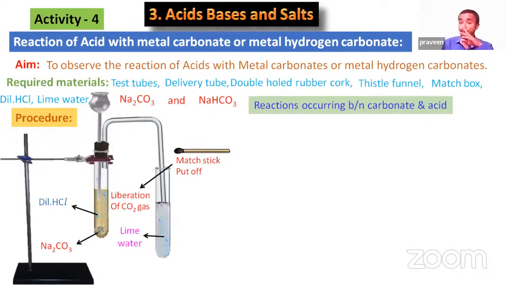The next is the metal bicarbonate and HCl reaction. Do the same process, similar to the previous one. Then observe, and then come to the reaction. What has taken place between the carbonate and the acid? So that we can write as here.